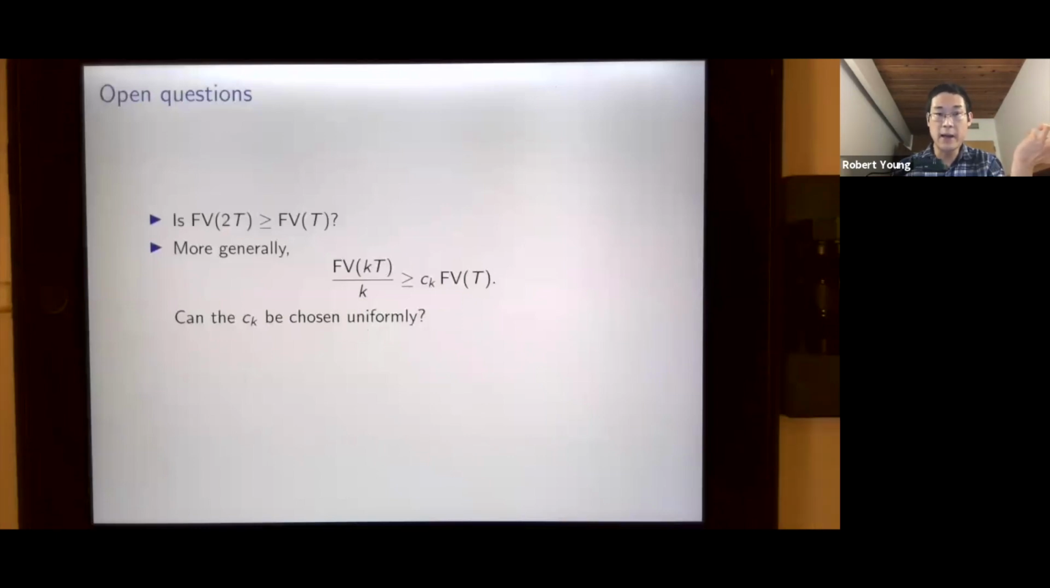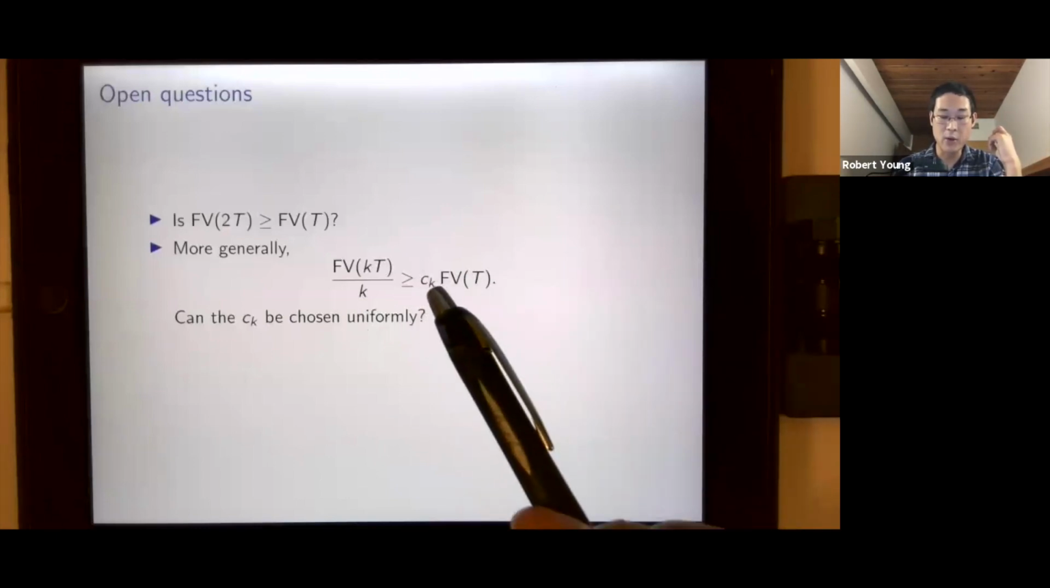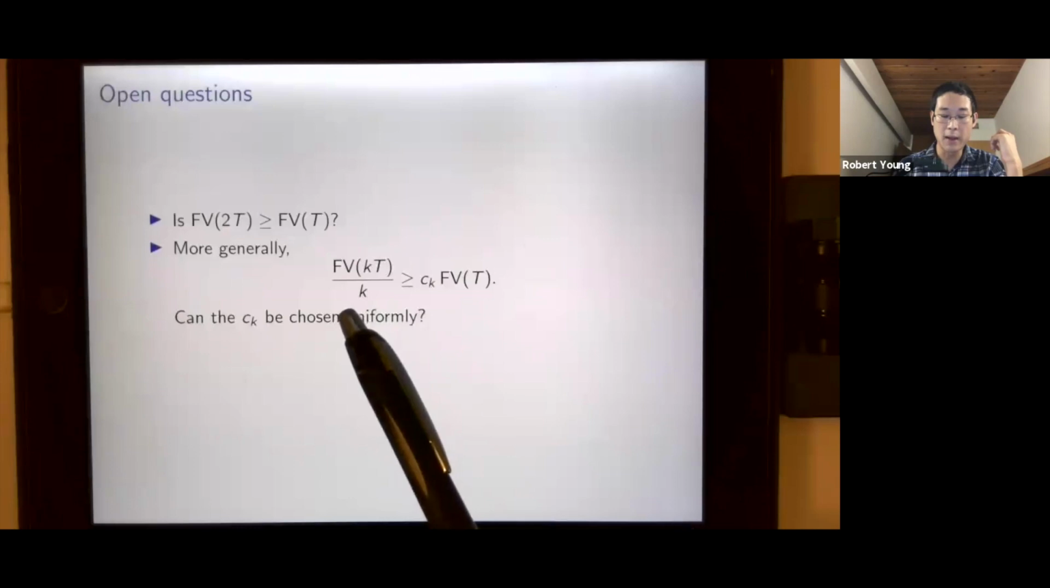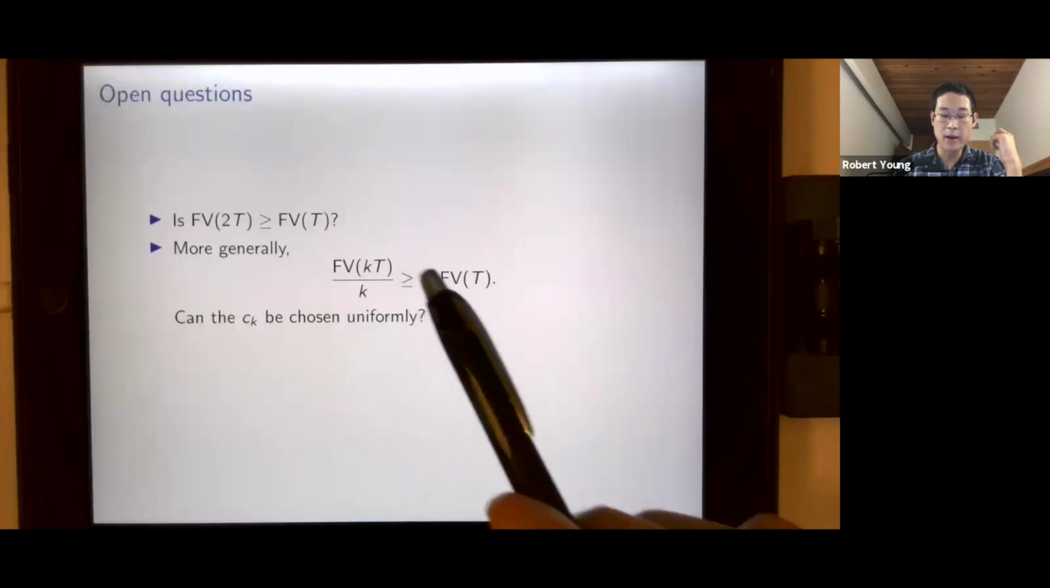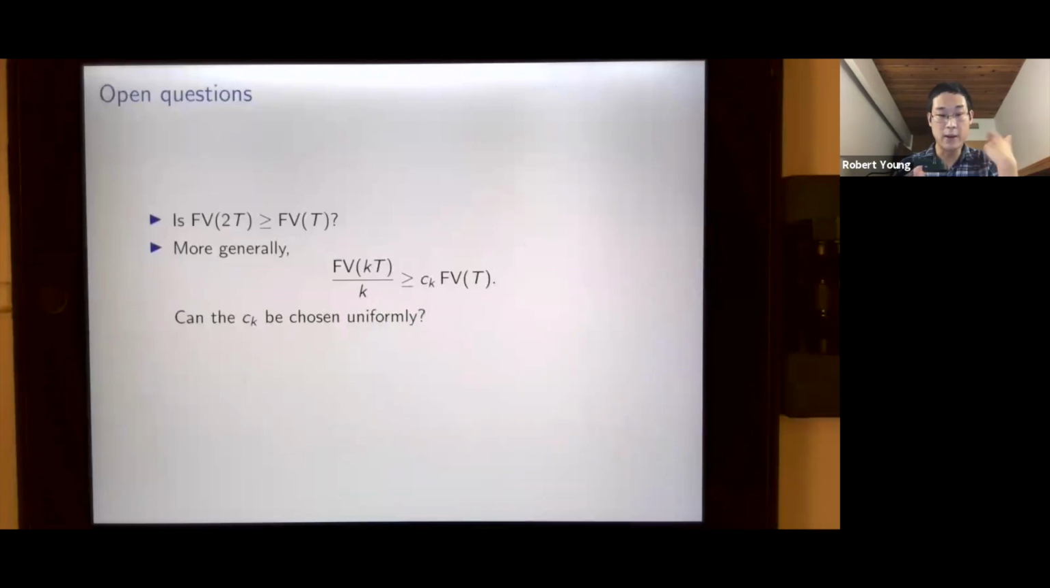It would be very nice to be able to choose this c sub k uniformly. It would be very nice to be able to say that the filling volume of k times kT over k is at least some constant times the filling volume of T. That would let you relate real filling volume and integer filling volume, which right now we have no way of doing. But this is also completely open.